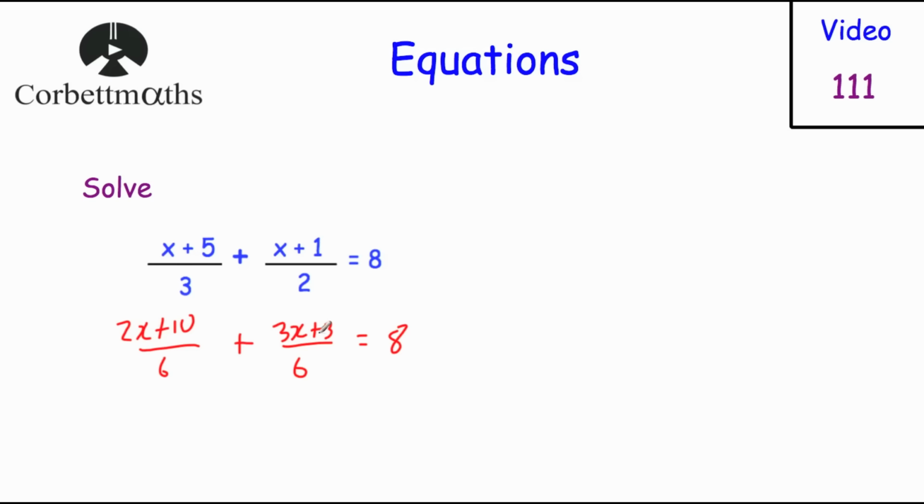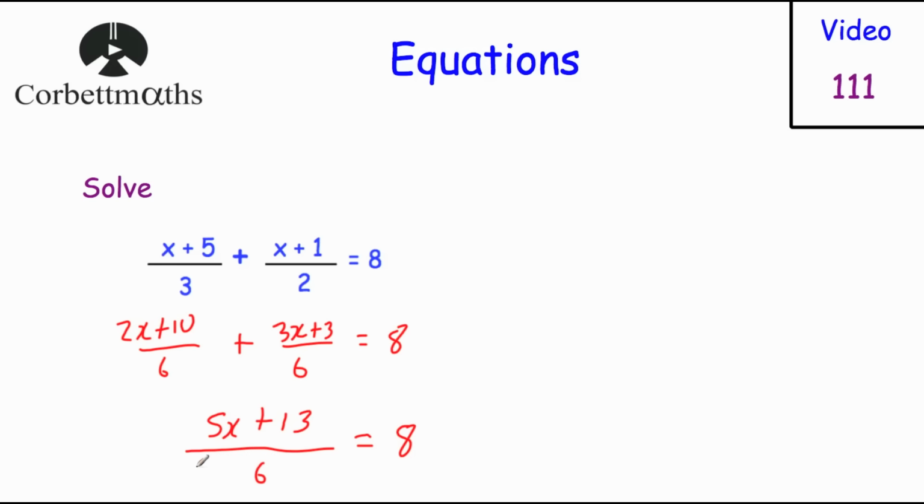Okay, so now let's focus on this left-hand side and write this as a single fraction. So let's just put a big line and 6 on the denominator. And we're going to do 2x + 3x. 2x + 3x is 5x. And 10 + 3 is 13, so plus 13. And that still equals 8. So we have just combined this left-hand side as a single fraction.